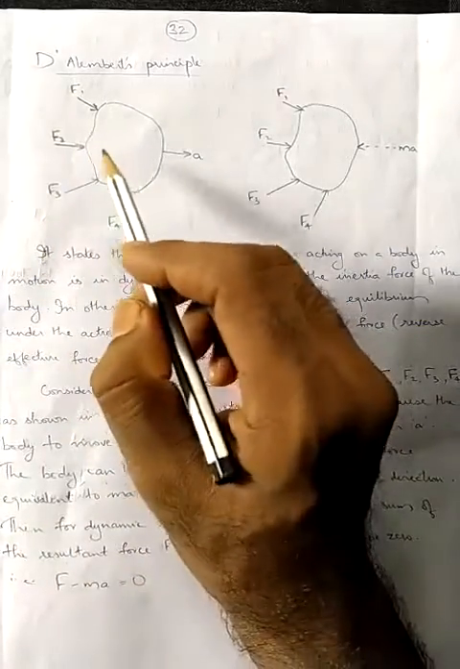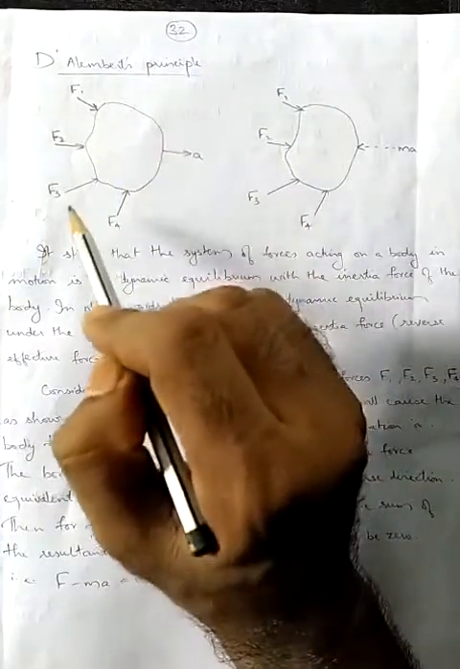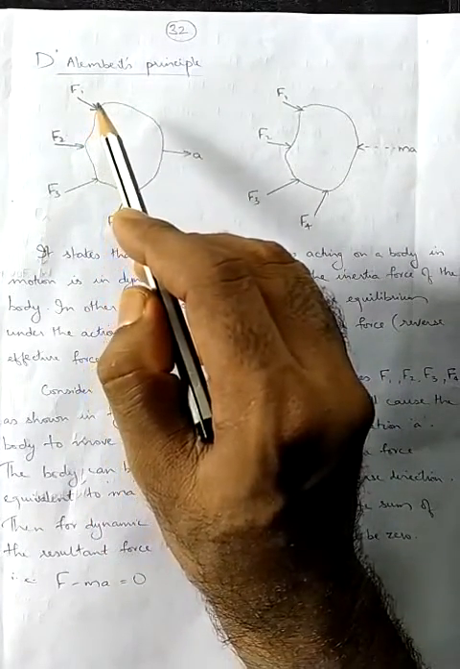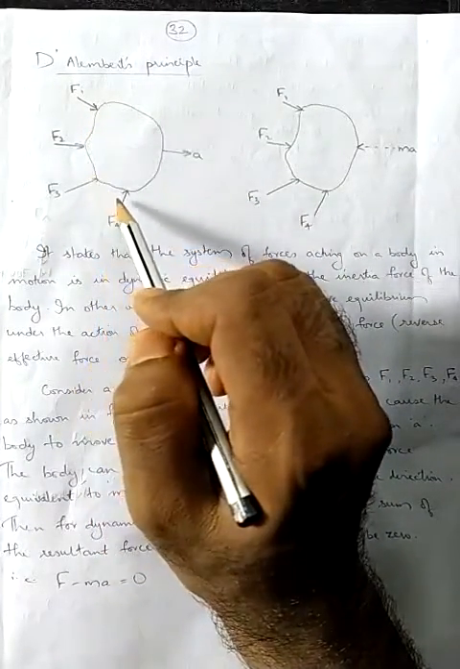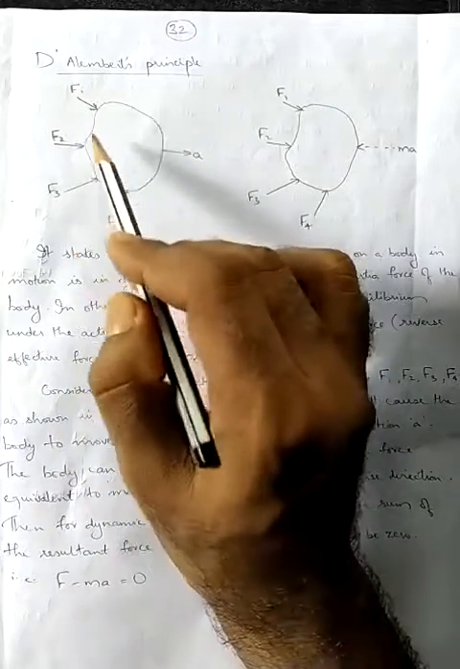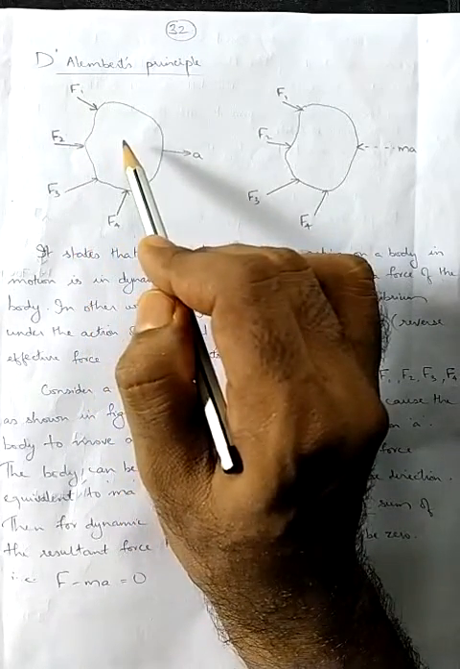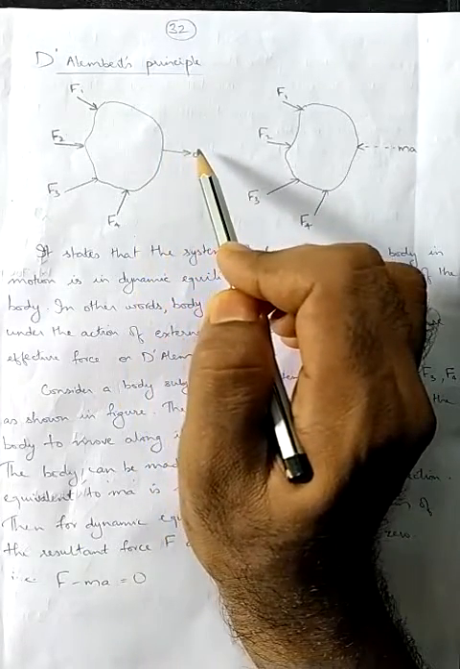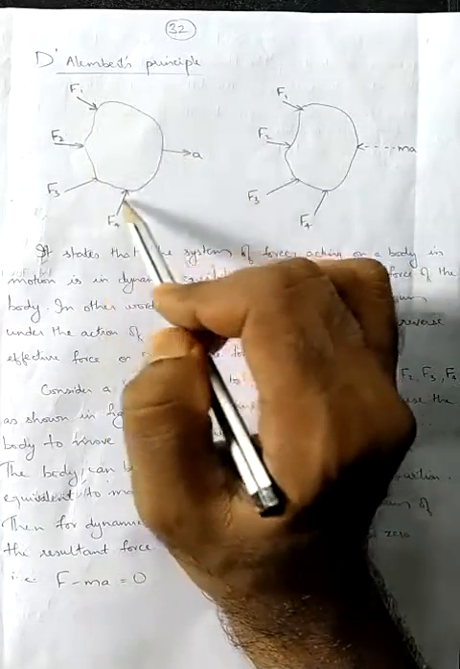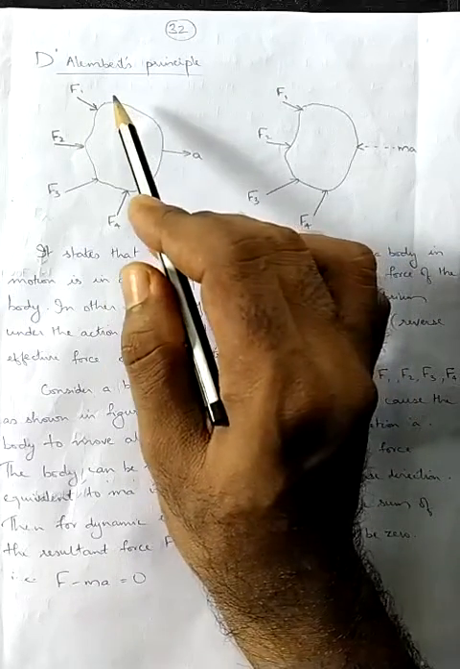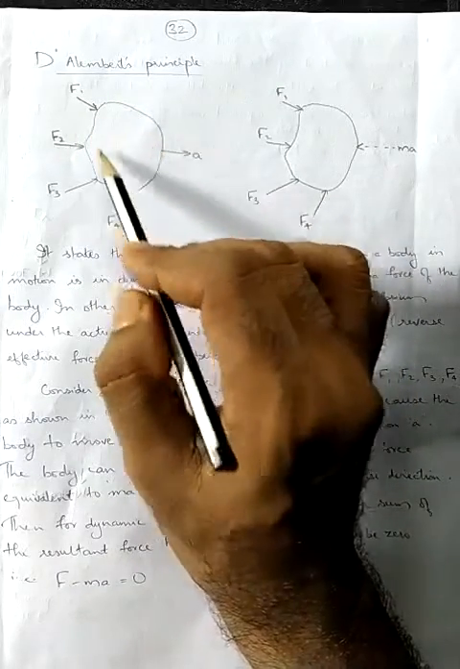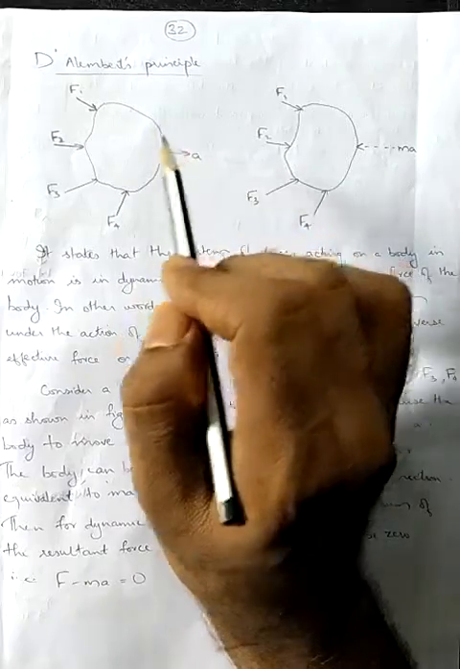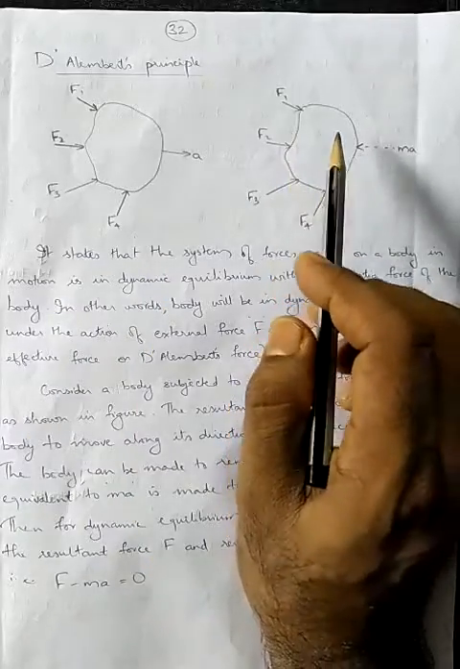So, consider a body which is acted upon by different forces. Let the forces be F1, F2, F3 and F4. If the net force is along this direction, what happens? This body will be moving towards the right with an acceleration a. And all these things can be found out by Newton's second law, which is net force equal to mass of this body into acceleration. Now a small change has been made by D'Alembert.